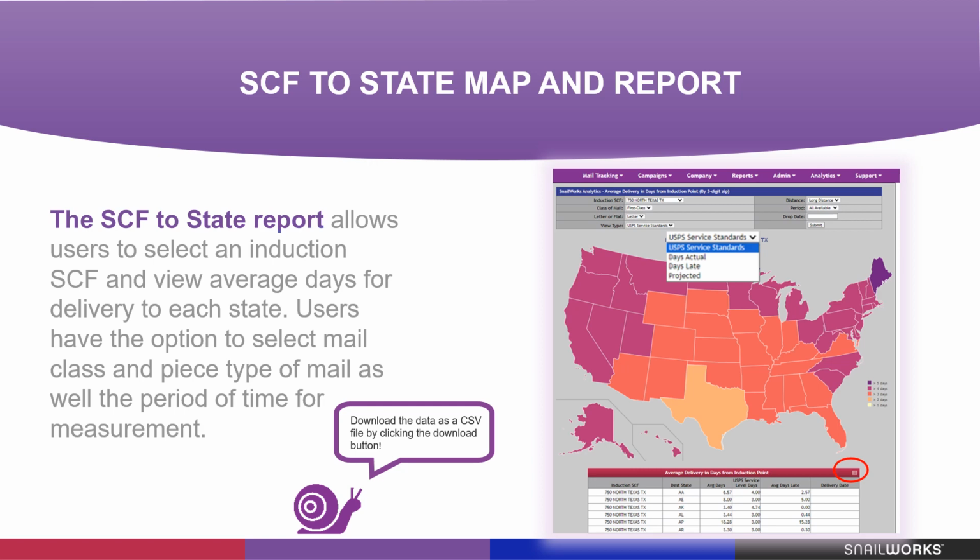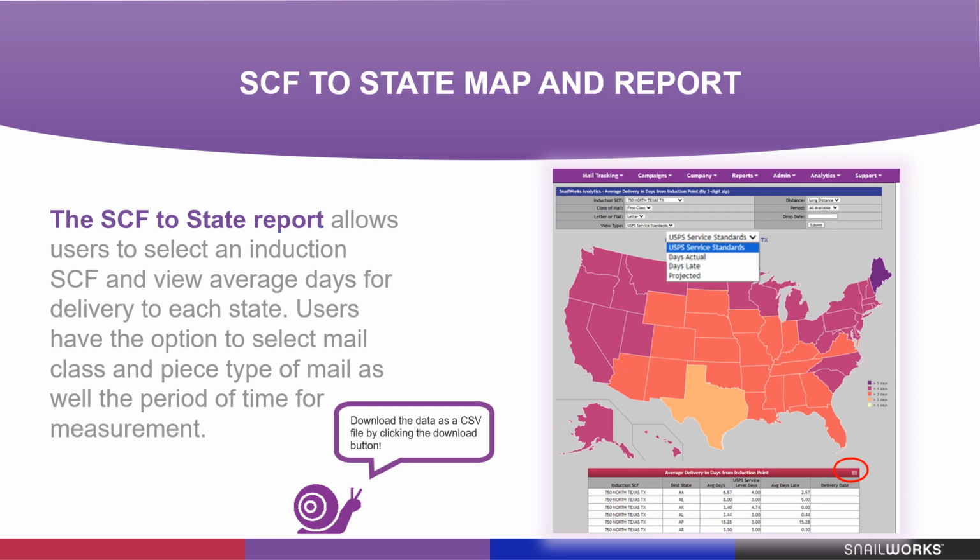And then in the last drop down on the left-hand side, you'll select what kind of data you want to receive back. If you want data based on USPS postal standards, actual number of days to delivery, you can even select a projected delivery date report.